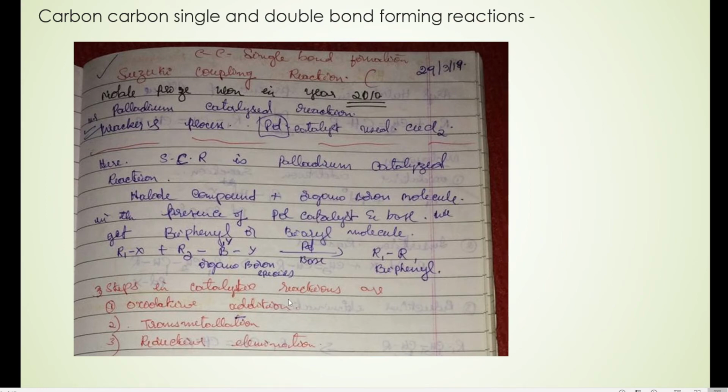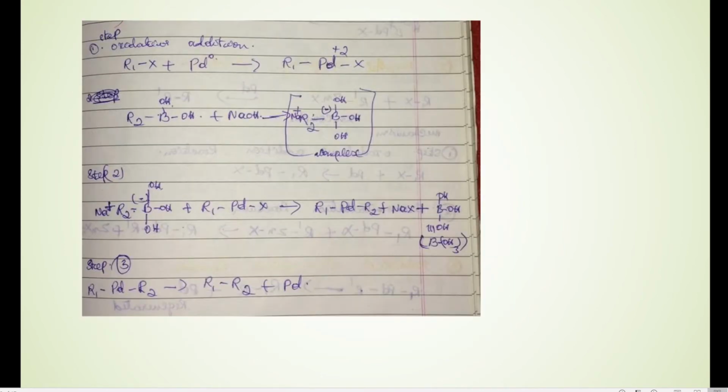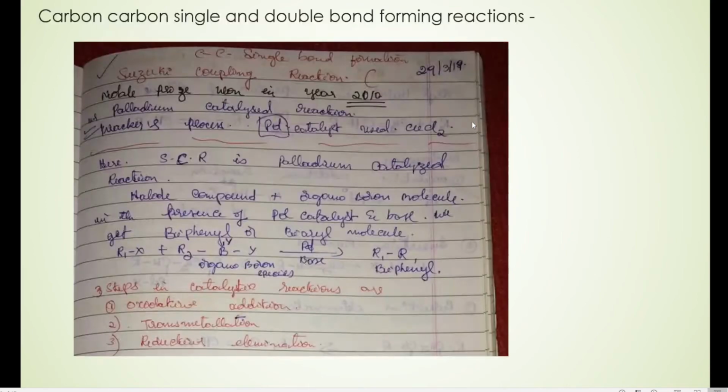There are three steps in which this reaction is carried out: oxidative addition, transmetallation and reductive elimination. We will study each of the steps individually. So let's understand the mechanism of how the Suzuki coupling reaction proceeds. What are we taking first? We are taking RX, which is a halide compound, and the first step is oxidative addition.